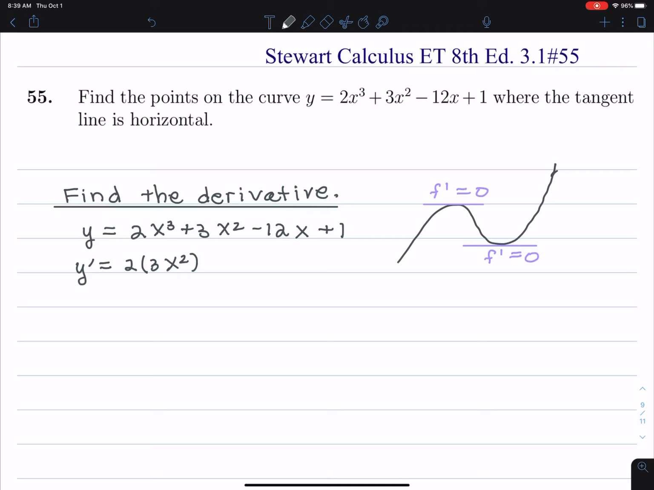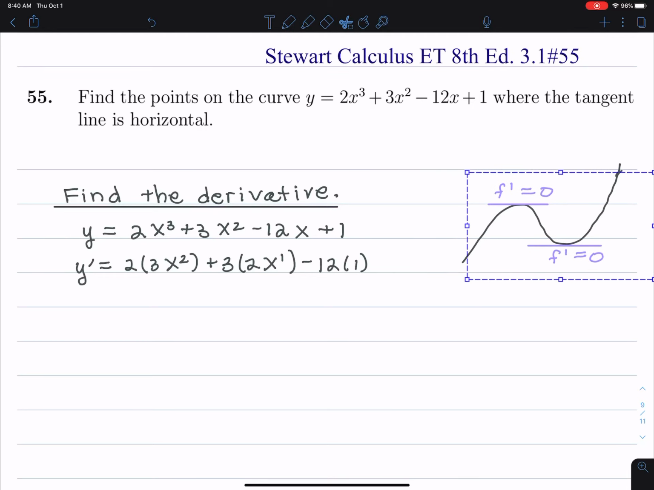I bring the 3 to the front, and then I subtract. 3 minus 1 is 2. I always subtract 1 from that power when I take the derivative. For x squared, I bring the 2 to the front, and then I have 2 minus 1 is 1. For x to the first power, the derivative is 1. You could actually use the power rule, but I'll just say the derivative of x is 1. And the derivative of a constant by itself is equal to 0.